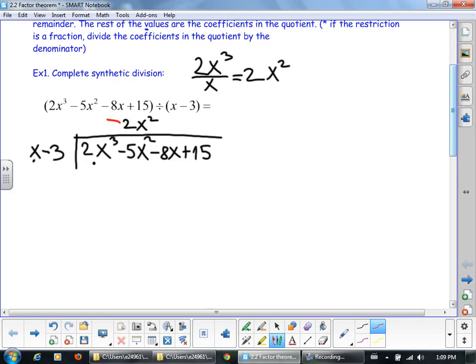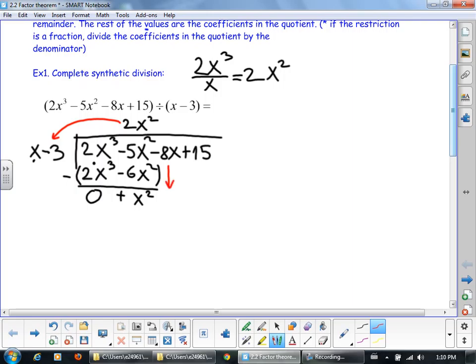We're going to take the 2x squared and multiply it with each term of the binomial. So 2x squared times x will produce 2x to the power 3, and 2x squared times negative 3 will produce negative 6x squared. The next step is subtraction. We take 2x to the power 3 minus 2x to the power 3, which gives us 0. And then negative 5x squared minus negative 6x squared gives us a positive 1x squared, or just plus x squared. We usually don't write the 1 coefficient.